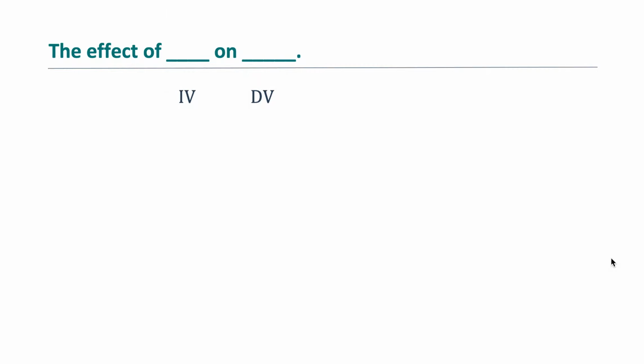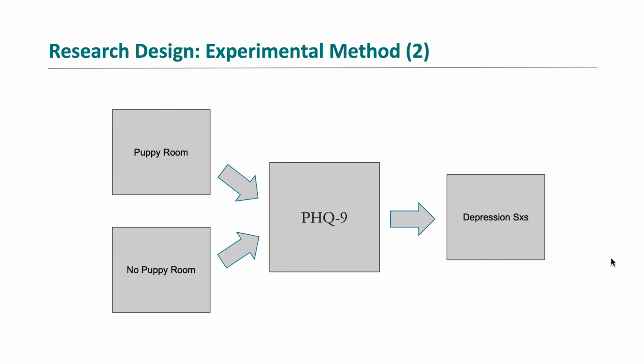Right? That's the easiest way I can explain how to remember which one is which. The independent variable is the variable you're going to be putting people into different groups on, and the dependent variable is the outcome from those.